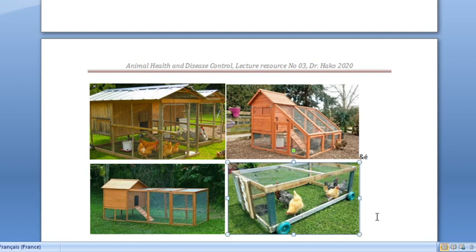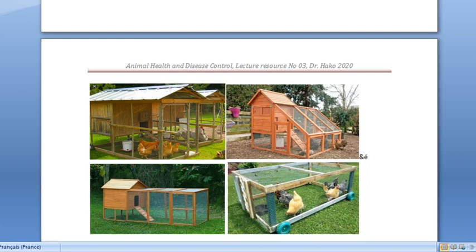So these are low input production systems, and very little is being spent to feed these animals and take them to a mature age where they can either lay eggs, be sold, or be consumed as meat.